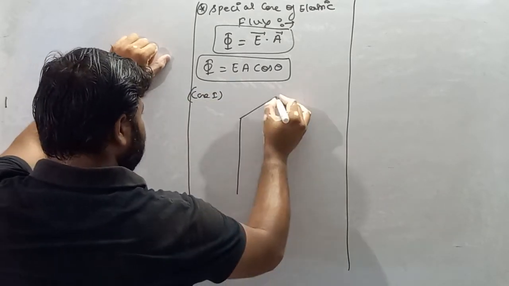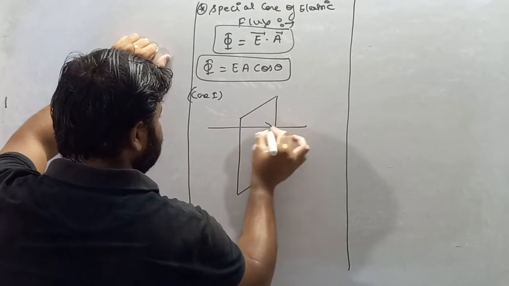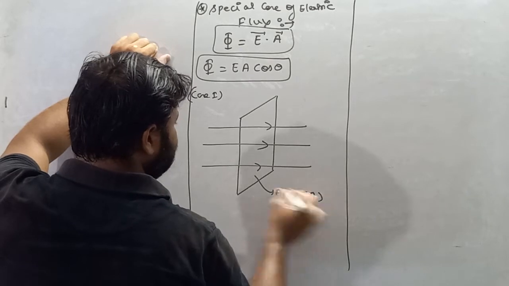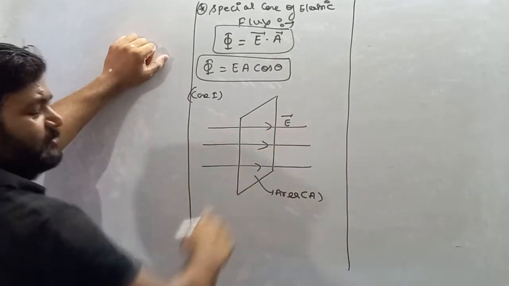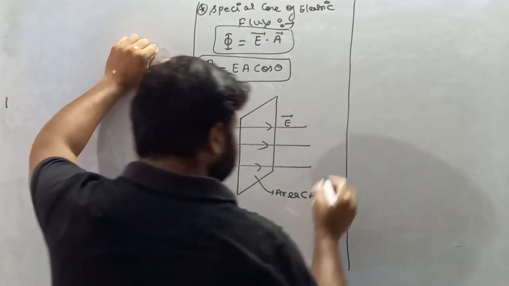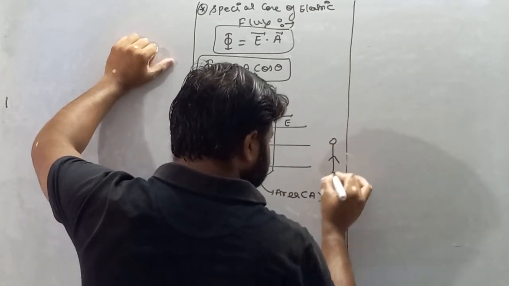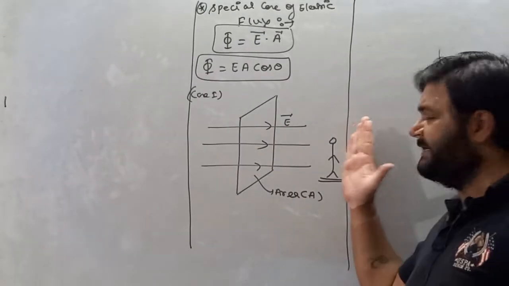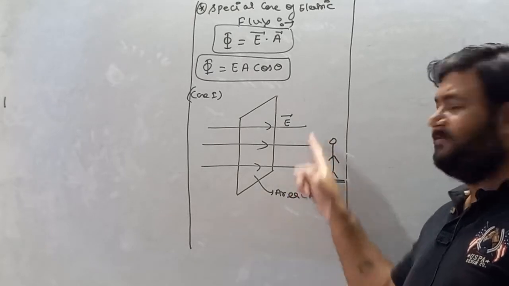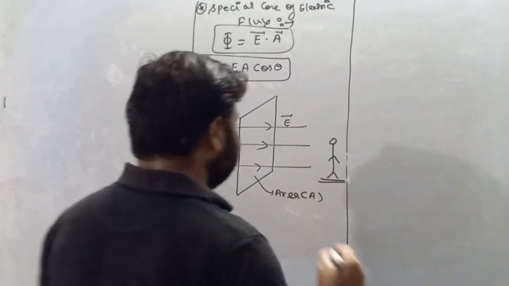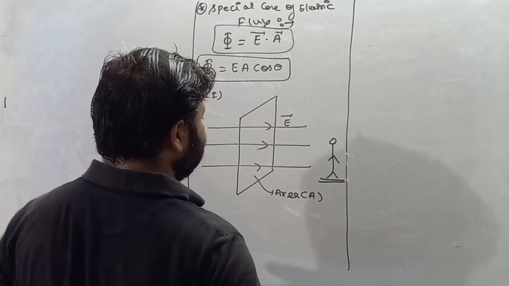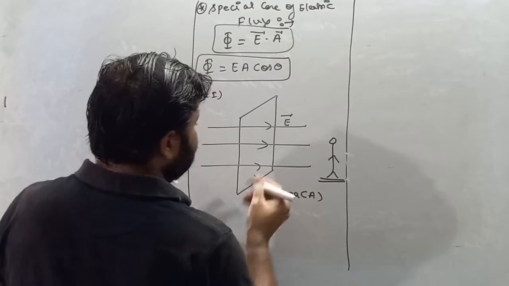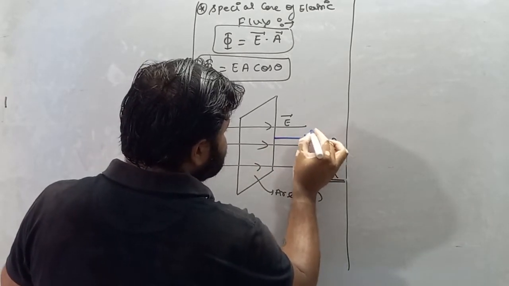Now see, my dear student, case first. Let's suppose we have an area A and electric field lines are passing through this area like this. Let's suppose the observer is in this direction. Case 1: the observer is present in this direction. So if the observer is present here, then for this area the area vector must be along this side, because the area vector is always perpendicular to the area and towards the observer. So its area vector is like this.